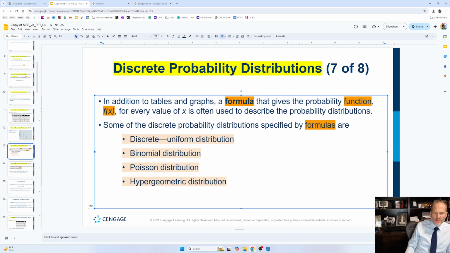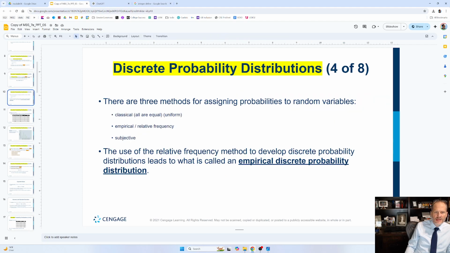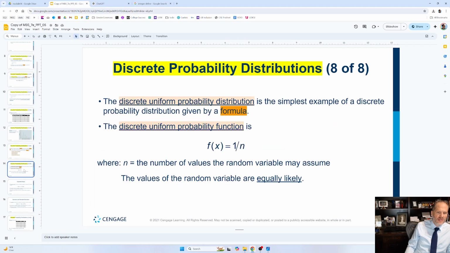So some of the discrete probability distributions specified by formulas are the discrete uniform distribution, binomial distribution, Poisson distribution, and hypergeometric distribution. I put these also in orange. I'm using bright orange just to illustrate that we're learning and using this word formula and function here. And I put these in a light orange to show that these are some of those formulas or functions. And a discrete uniform is going to be this classical one where all of them are equal.